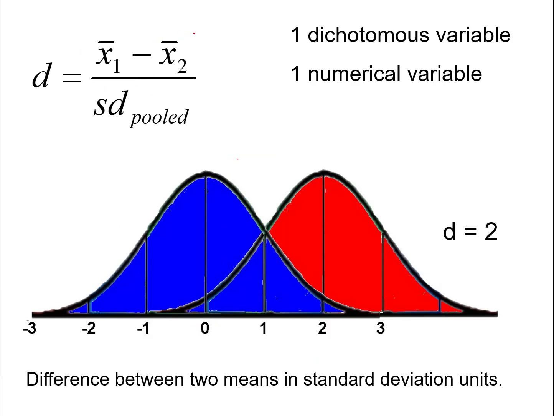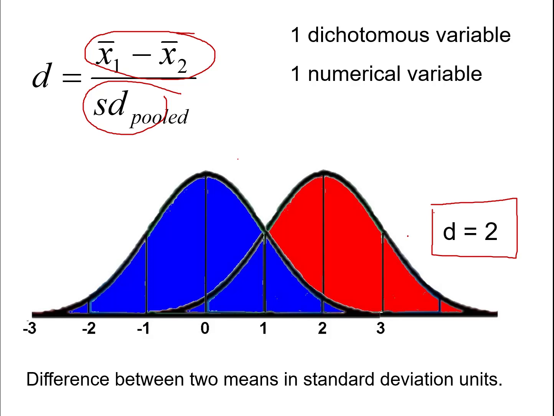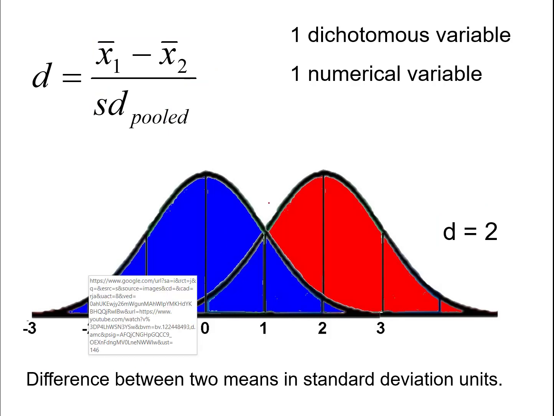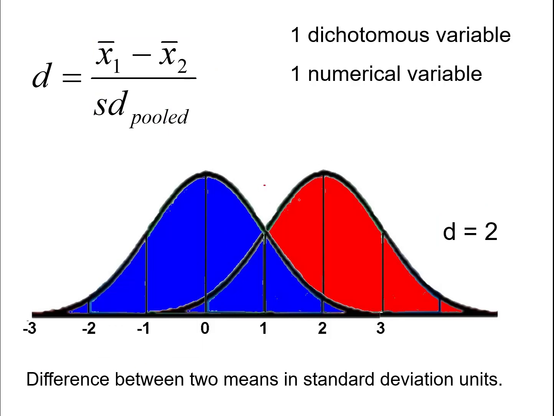And I do that with this formula. The mean for group 1 minus the mean for group 2, get the difference between the 2 means, divided by the standard deviation. So I measure that in standard deviation units. And so this picture shows a difference between 2 means of 2 standard deviation units. And so I would say the D in this example is equal to 2. This is showing you what a d-statistic of 2 looks like. If my d-statistic as an effect size is 2, it looks like this. This is the size of difference between the 2 groups.